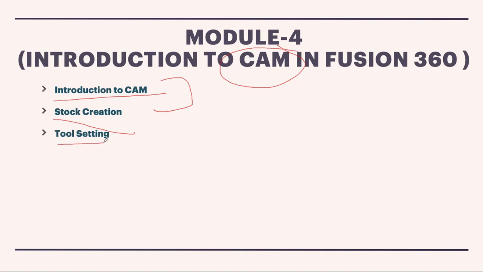In tool setting, there are various things we are going to learn, like tool location, tool selection, various tool parameters, and as well as, when it comes to manufacturing, we will be selecting various operations like 2D pocket, 2D contour, drilling, threading, boring, etc.